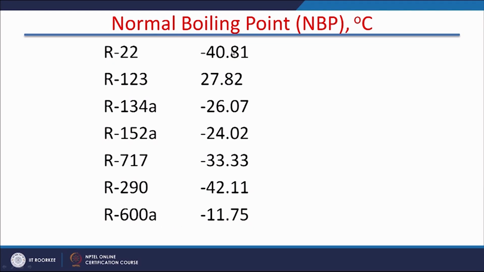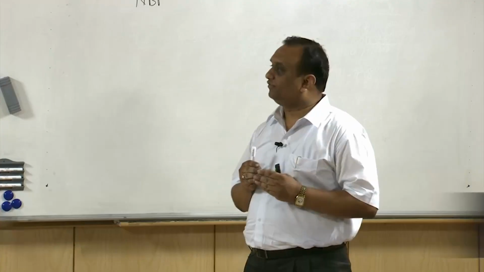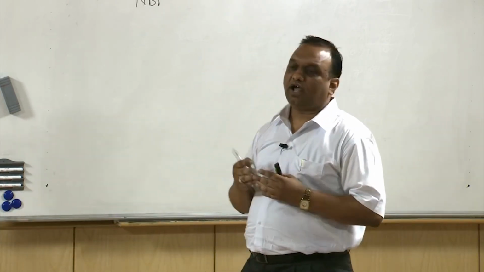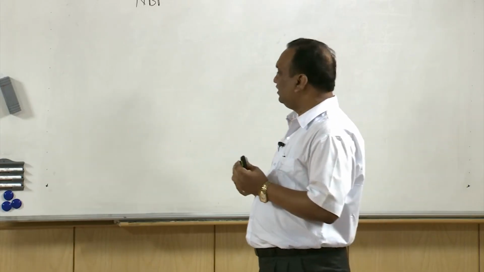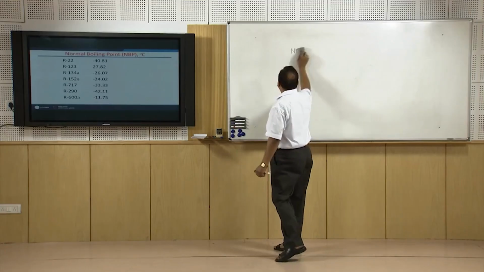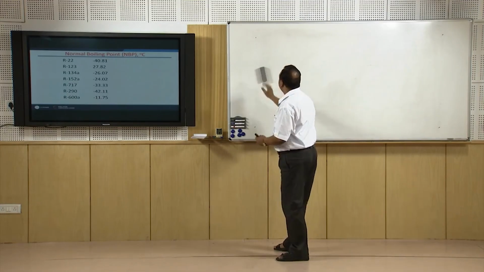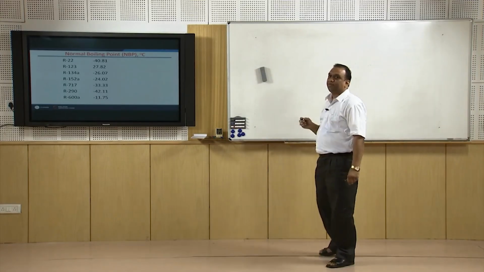So, these normal boiling points decide what should be the pressure inside the system. If the normal boiling point is low, the system will work on high pressure, and if the normal boiling point is high, the system will be a low pressure system, and the pressure ratio in high normal boiling point will be more. And for this we will do a sort of derivation with the help of Clapeyron equation.